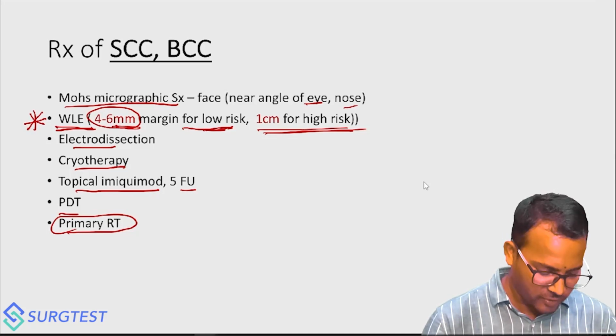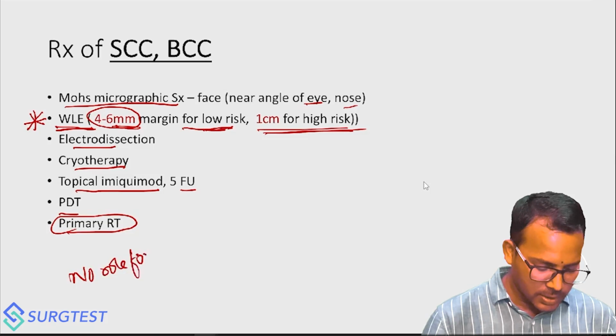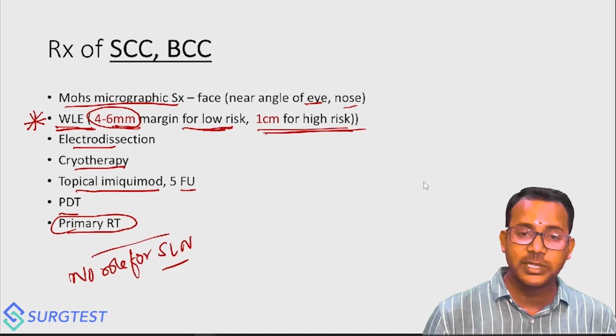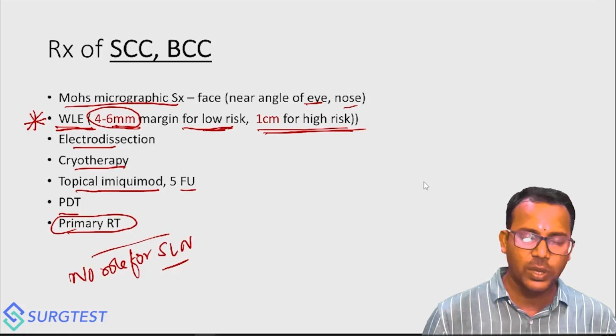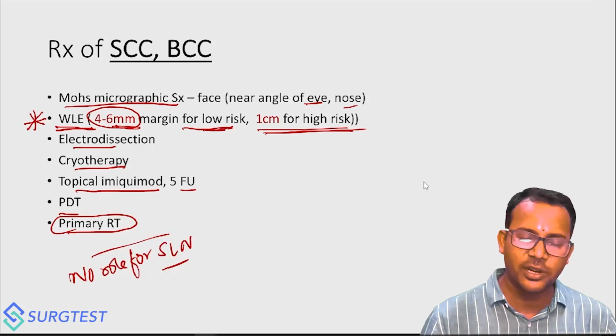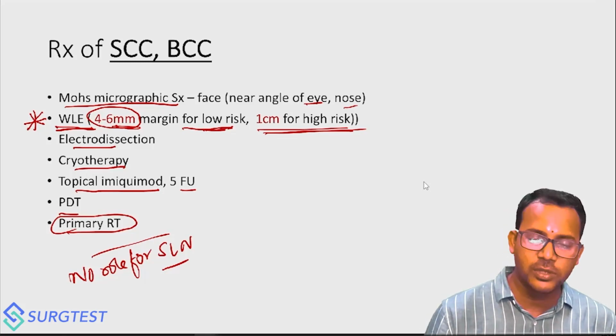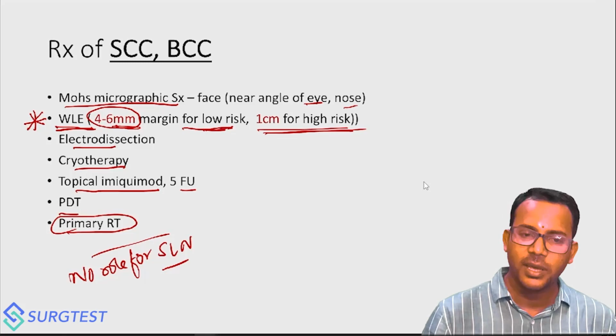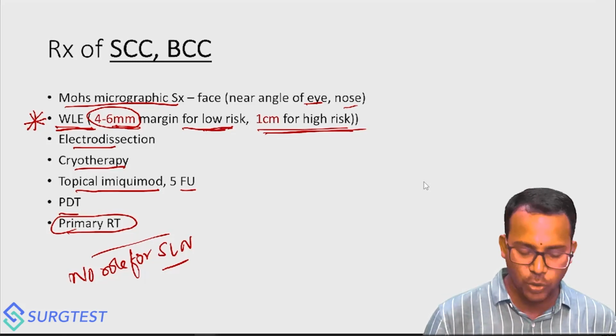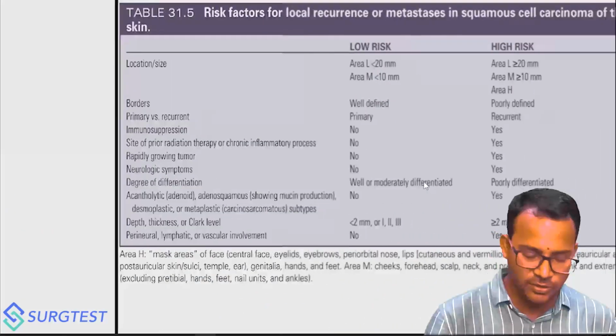There is no role for sentinel lymph node biopsy in case of cutaneous squamous cell carcinoma or basal cell carcinoma. In mucosal squamous cell carcinomas, you can do similar to that of your penile squamous cell carcinoma, which is also considered mucosal. For this cutaneous squamous cell carcinoma, there is no role of sentinel node biopsy as of now.